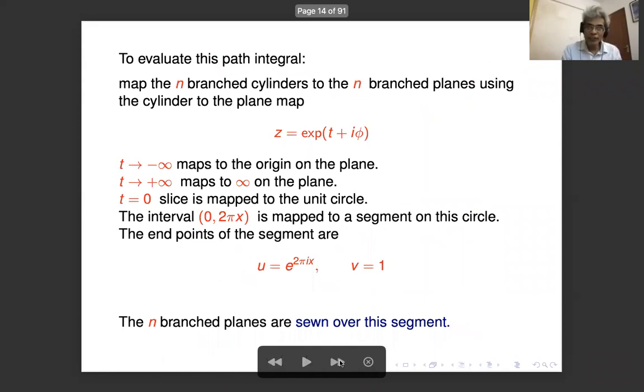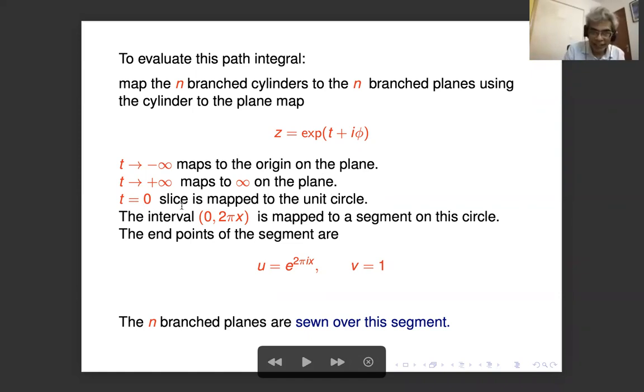So first, we can map the cylinder to the plane. This is the usual map. I think people who study conformal field theories know this map. You take e to the t plus i phi. It maps the whole cylinder onto the plane. You can see t equals minus infinity maps to the origin, and t equals plus infinity maps to infinity.